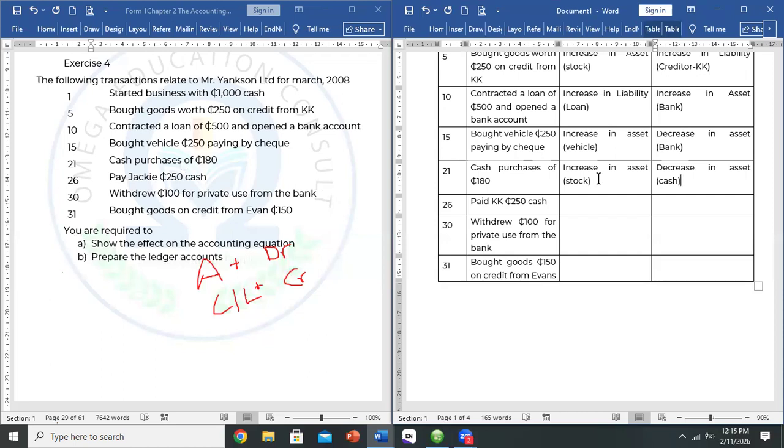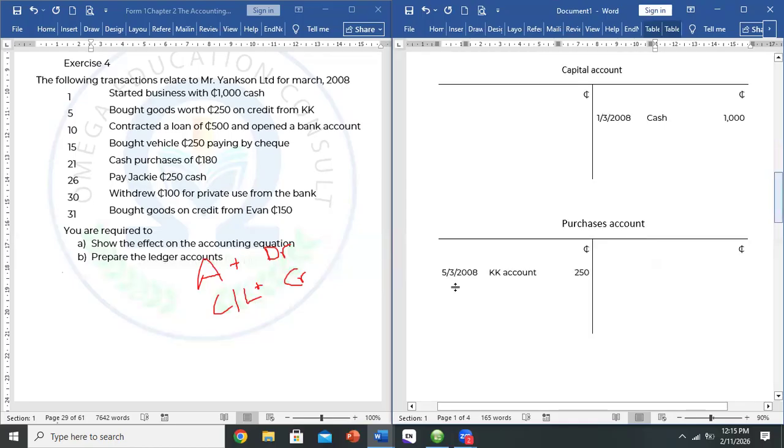Okay, so an asset stock is increasing, and we have just established that anytime stock is increasing, we open the purchase account. In other words, from the transaction, cash purchases, you open purchase account and then the cash account, right? So we are going to debit purchases and credit cash. Already we have the purchase account, so you don't need to open a new one. Just go to the old one and put in the transaction on the left side or the debit side, 21st March 2008. The narration will be cash because that's the other account, 180.